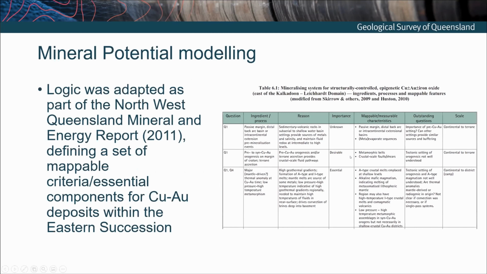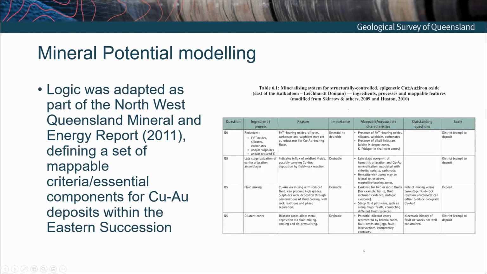Sweet. The logic was adapted as part of the Northwest Queensland Mineral and Energy Report that came out in 2011. And essentially, we took a lot of the ideas, i.e. on a continental scale, you need a passive margin or you need a back-arc basin for these sorts of deposits. And we tried to create mappable or measurable characteristics that could be tested. Now, the focus was on the copper gold deposits, and because of the scale of the Quamby project, we were really looking from a district to camp scale, with a bit of looking at terrane scale. But of course, if you were looking at all of Northwest Queensland or all of Mount Isa, you'd be focusing on continental and terrane scales.